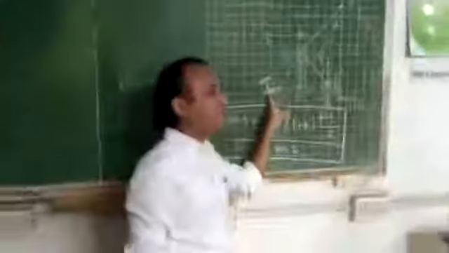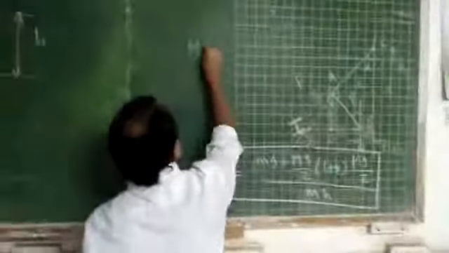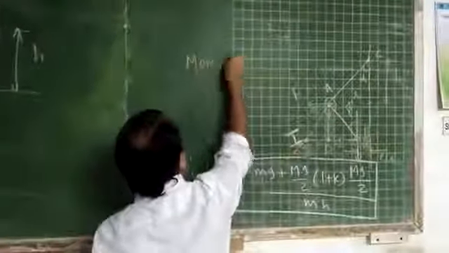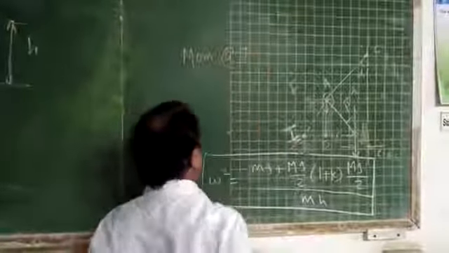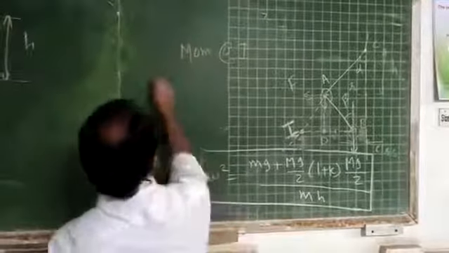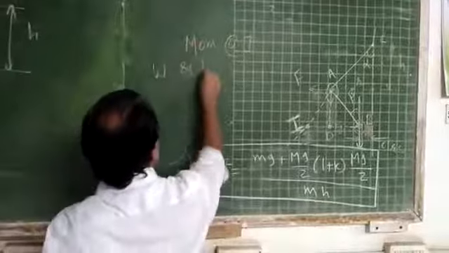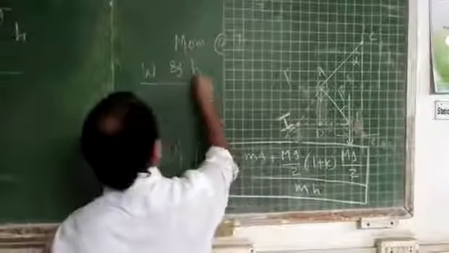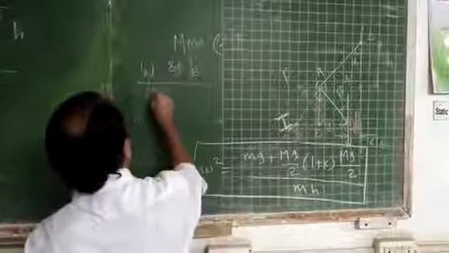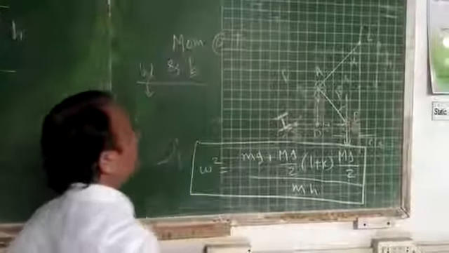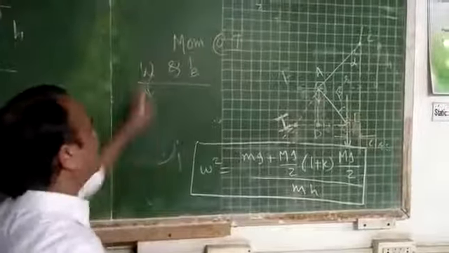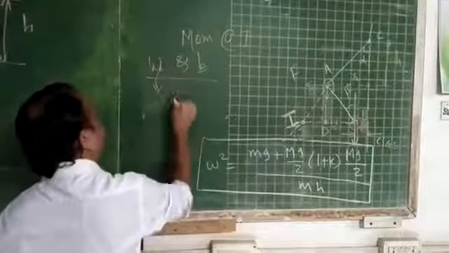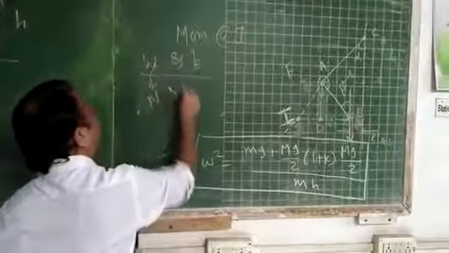Dear students, by taking moment at point R, that is by taking moment about instantaneous center, I will get the relation between W and H, that is speed of governor shaft and governor height. This is angular velocity, so keep the value of W as 2 pi N by 60. So we will get the relation between N and H.